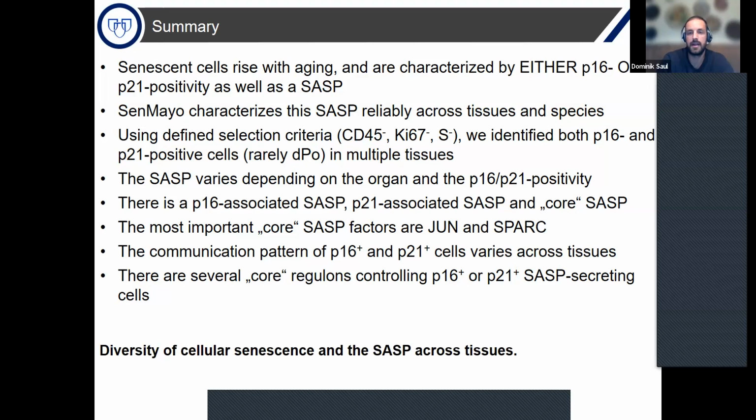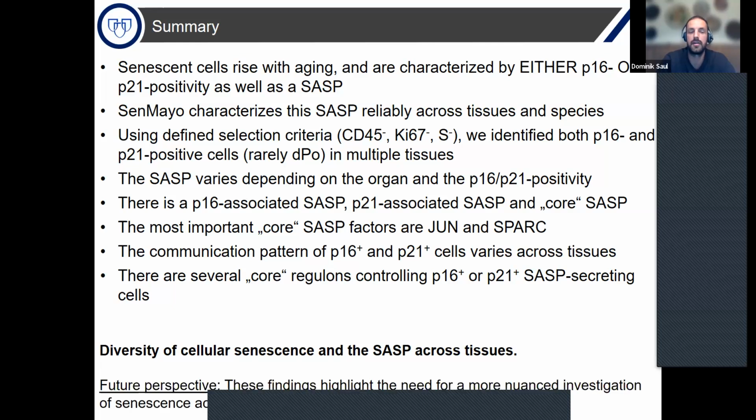So the two headlines you might memorize from this talk are that there's a diversity of cellular senescence and SASP across tissues, and that it might be very interesting in the future to highlight the differences between both of them for more nuanced investigation between P16 and P21 positive cells. Some of them might be more injury or senescence associated, and the SASPs that they express might just be connected to these cell types.